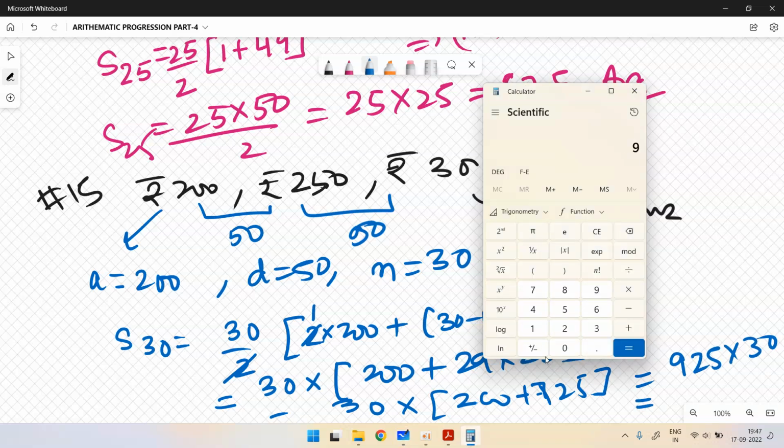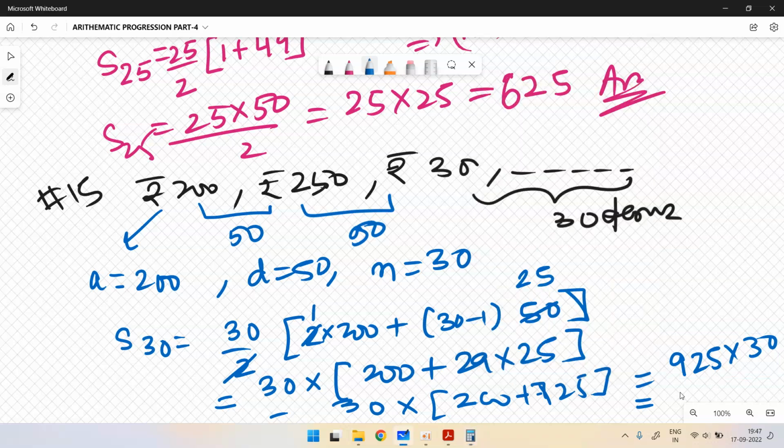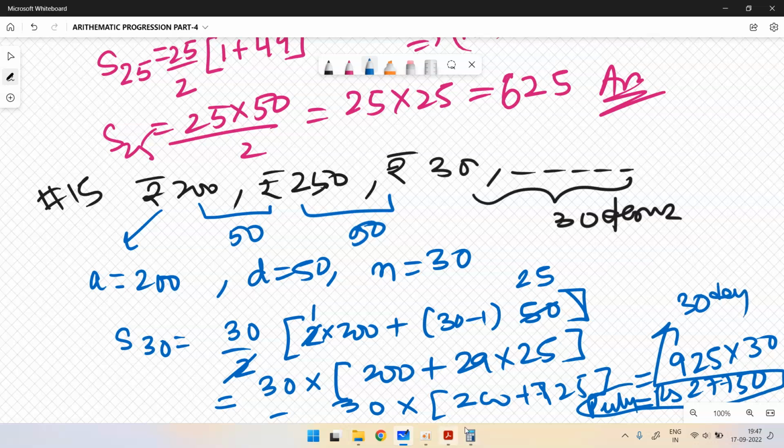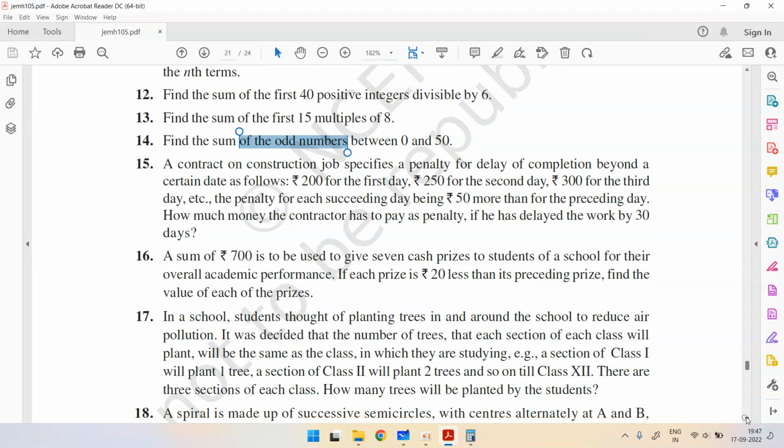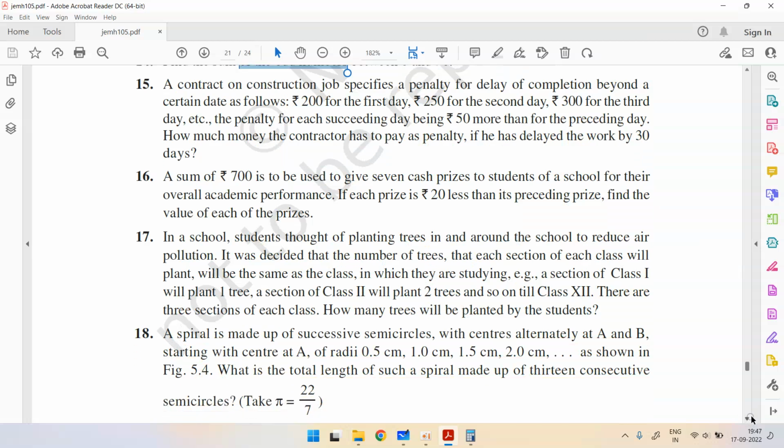925 into 30 is 27750. 27750 is the penalty for 30 days on the contractor. The contractor has to pay this much money.